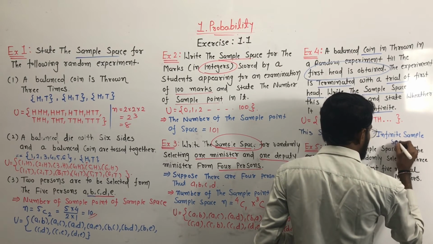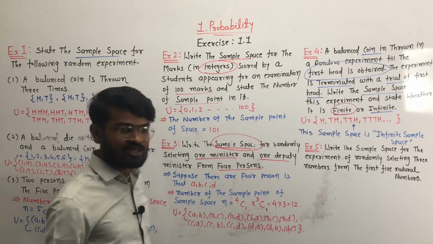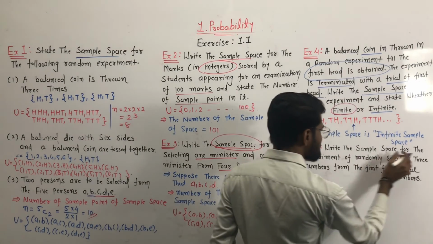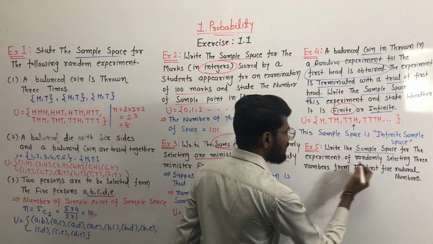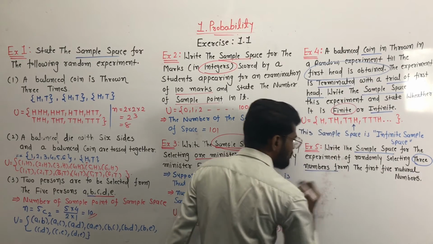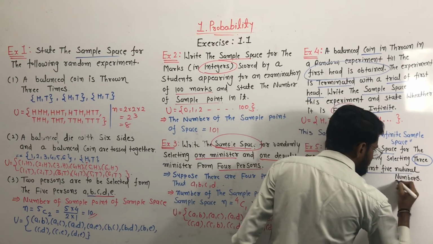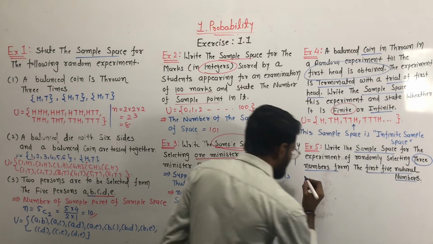Clear? Okay, now we are coming to question number 5, and question number 5 is to write the sample space. We have to write the sample space for the experiment of randomly selecting 3 numbers. We have to select 3 numbers from the first 5 natural numbers.